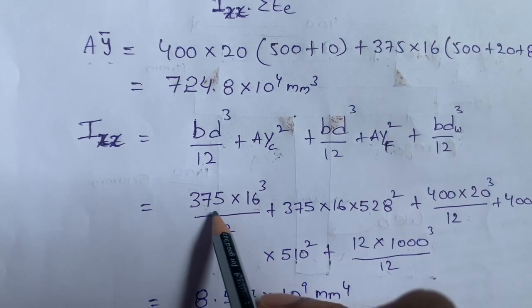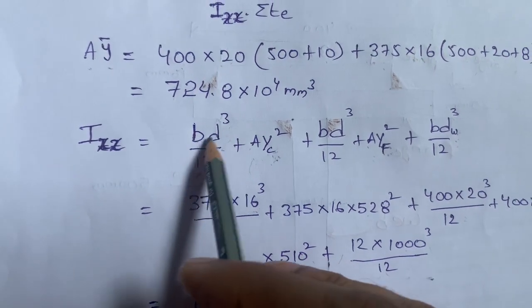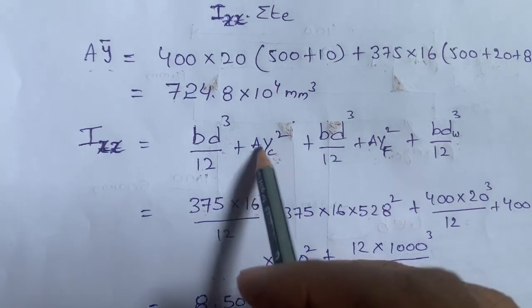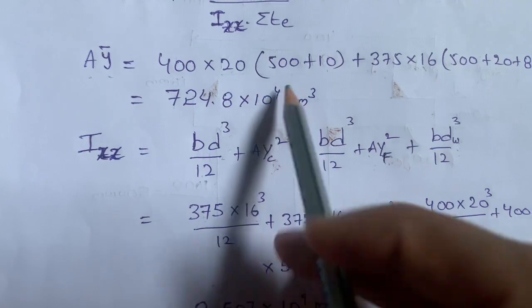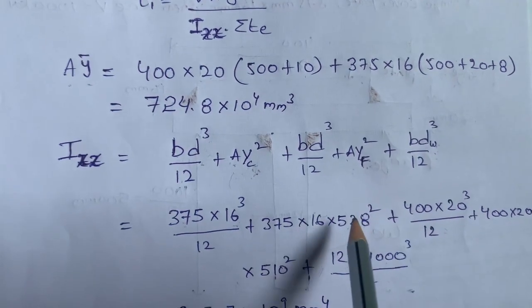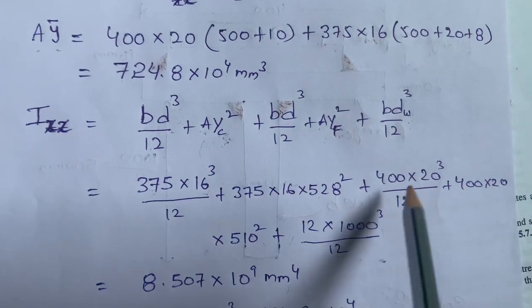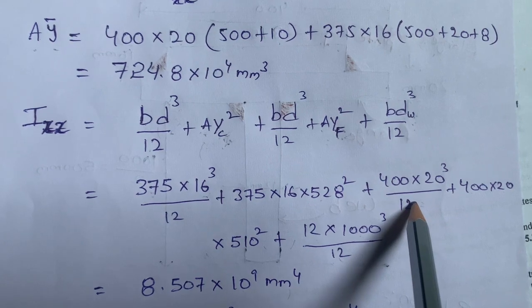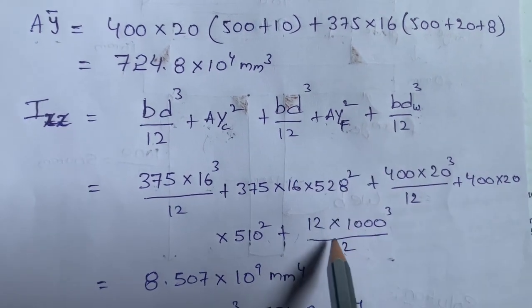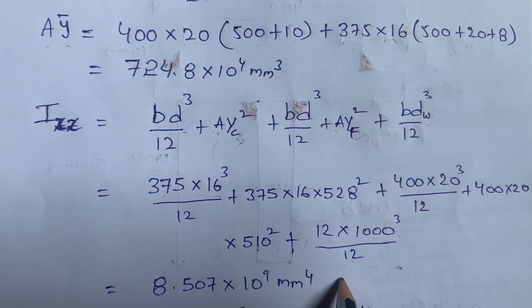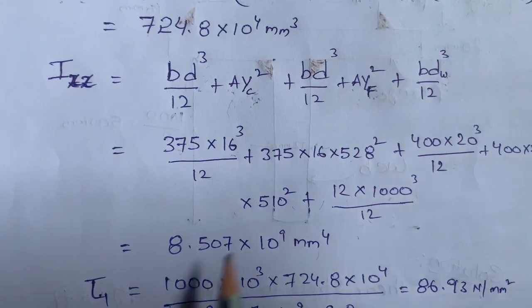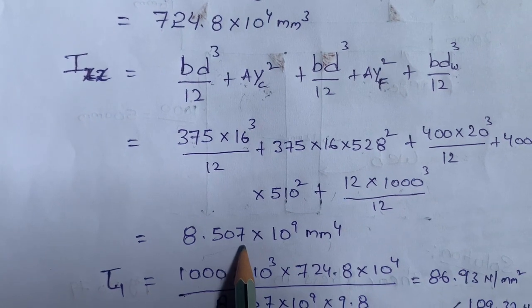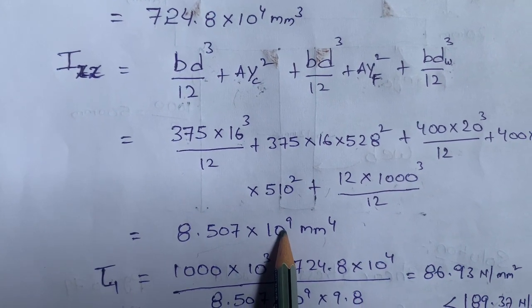For that, the B value we know is 375, and D cube, that is depth 16 cube. The A value we already know, 375 into 16, L into B. Yc square we already calculated here as 528. Similarly I calculated for the flange plate, and like that the web plate. The web plate is 12 into 10 cube by 12. This is the depth of the web. After that I got the value 8.507 into 10 power 9 mm power 4.